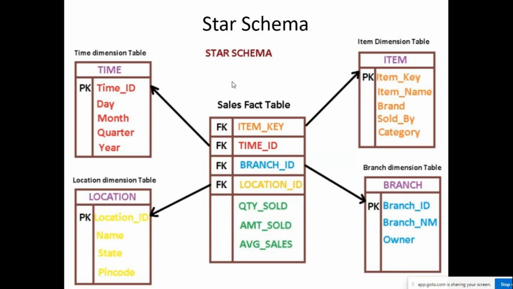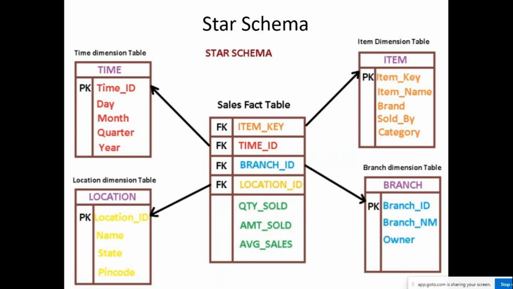Okay, one fact table. What is a star schema? One fact table can directly join with multiple dimension tables. That we can call a star schema. One fact table that can be joined with multiple dimension tables, directly joined, the join should be direct. Directly joined with the tables, we can call it a star schema.